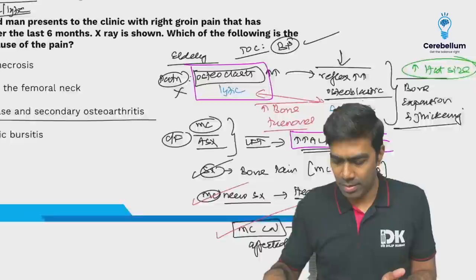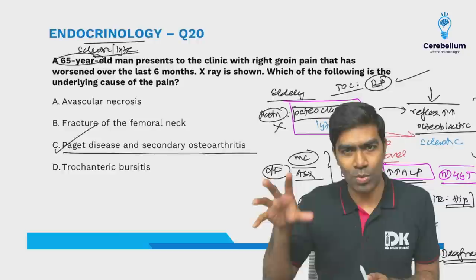Okay, so I'm not given the X-ray. I'll add the X-ray and I'll share the annotated PDF. Don't worry about that. So in the right ileum, you will see a mixed sclerotic and lytic lesion. That's what the X-ray I've put.